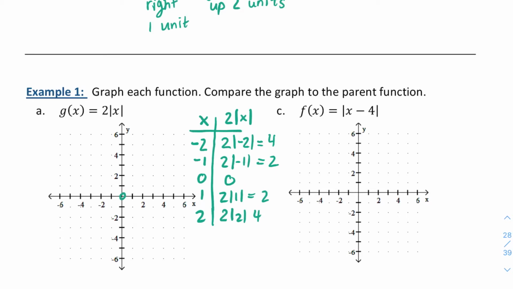So if you plot those on a graph, if you know what absolute value functions look like, you already knew this was going to make a V shape, and it's not translated left or right, so its vertex is at 0, 0. Looks like that.